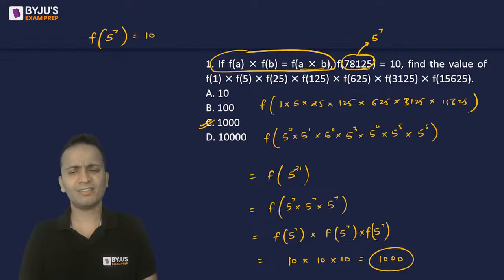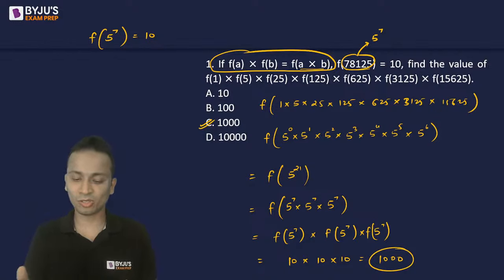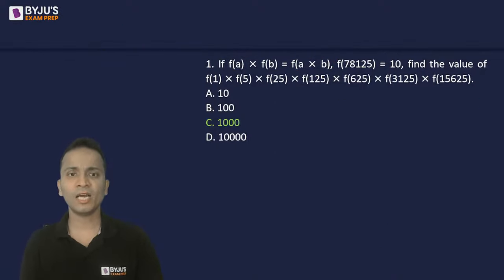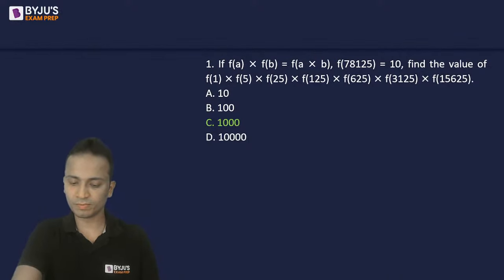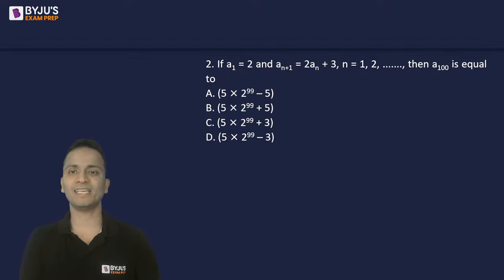All right. And there's no need to erase your answer. So Sumant has also given 1000 as the answer. So two students have given the correct answer. The correct answer here is 1000. All right. Let's quickly move on to the next one. A silly mistake. No problem.